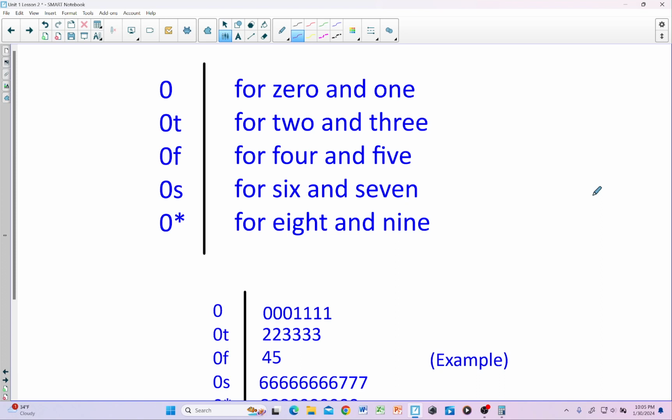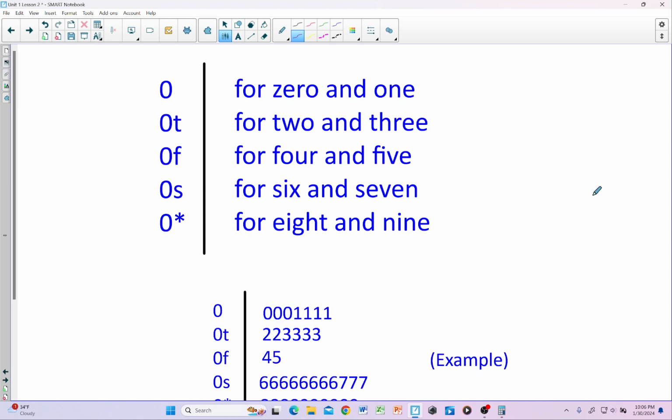So here's a fancy stem and leaf plot that we can do. This one is a little unusual, and you're going to notice the different letters here. So 0 might represent 0 and 1. 0t for 2 and 3. Do you see why we're using t? Because 2 and 3 both begin with t. That's a nice coincidence. 0f for 4 and 5. Hey, coincidence, they both begin with f.